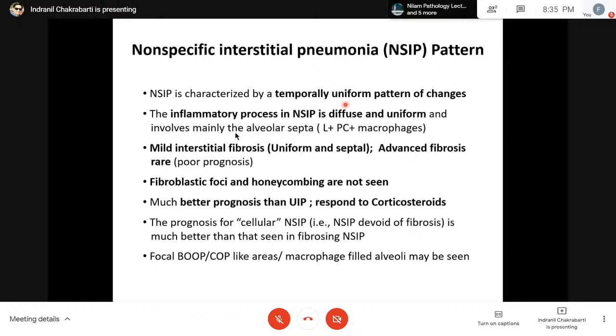NSIP is characterized by a temporally uniform pattern of changes. The inflammation is diffuse and uniform, and the fibrosis is also uniform and septal. So there is no temporal heterogeneity as in UIP. There is no advanced fibrosis, no honeycombing, no fibroblastic foci, and they have a much better prognosis than UIP and respond well to corticosteroids. They can be cellular, that is inflammation predominant, or fibrosing, that is fibrosis predominant. Obviously, cellular NSIP has a better prognosis than fibrosing NSIP.